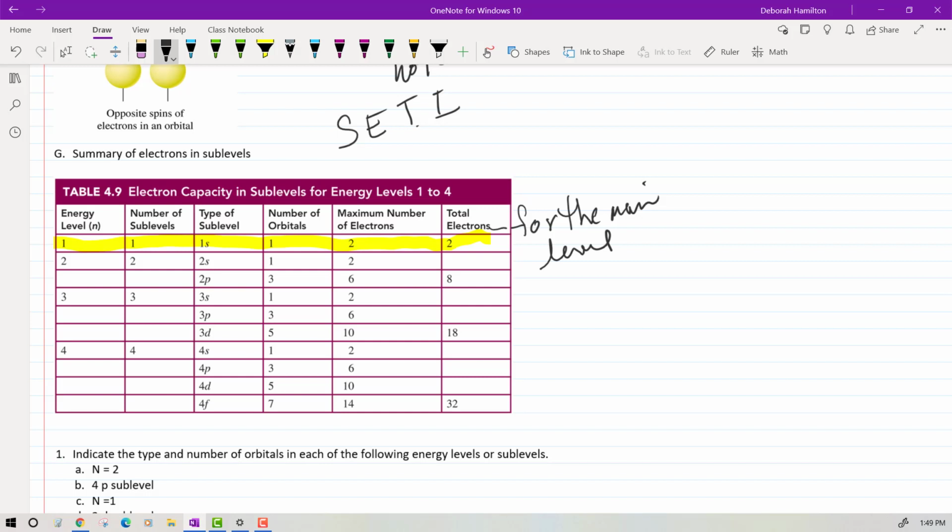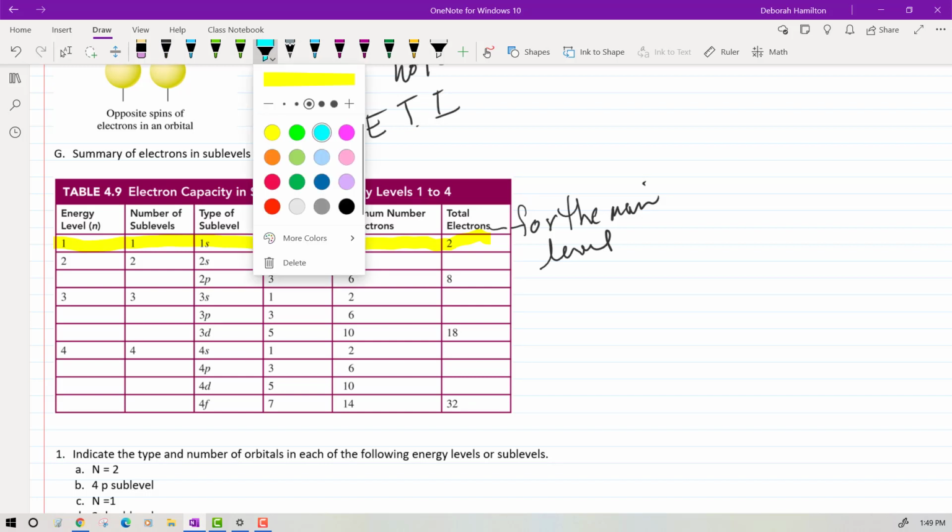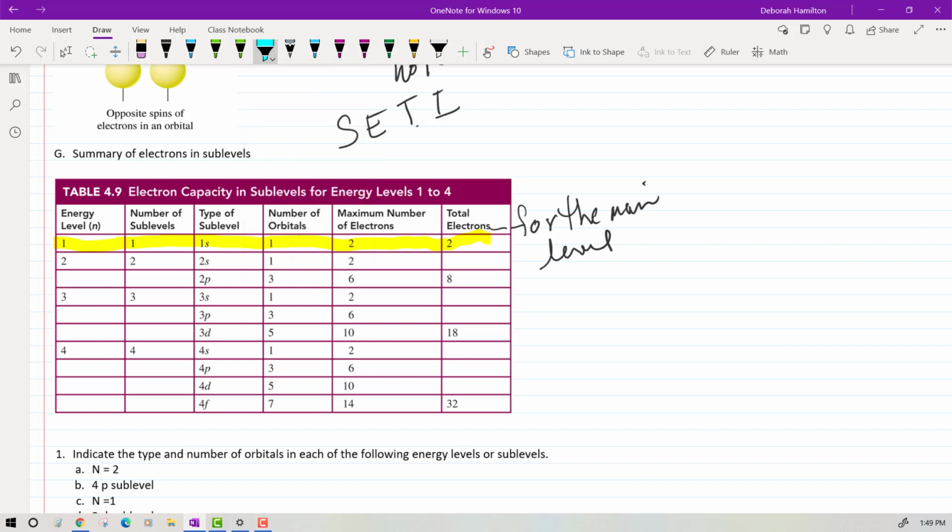So we go down to the second main level. Here's the second main level of energy. And notice it has 2 sublevels, the S and the P, and we saw that in the orbital diagram as well. The thing to remember is that the P sublevel has 3 orbitals. That means it has room for 6 electrons. That means for the whole main level, it has 8.